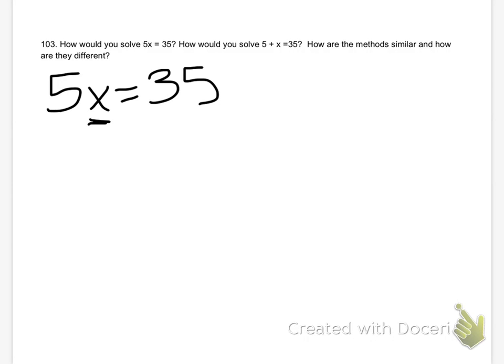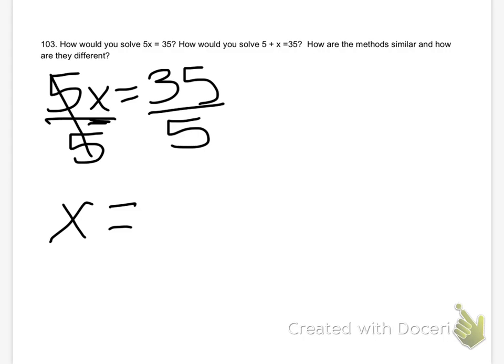Right now, it's being multiplied by 5. When you have a number right beside a variable, that implies multiplication. 5 times x equals 35. So to get that x by itself, I'm going to divide both sides by 5. The division property of equality says whatever I do to one side, I must do to the other. Why would I divide by 5? 5 divided by 5 is nothing more than 1. 1 times x just leaves me with x. 35 divided by 5 is 7.